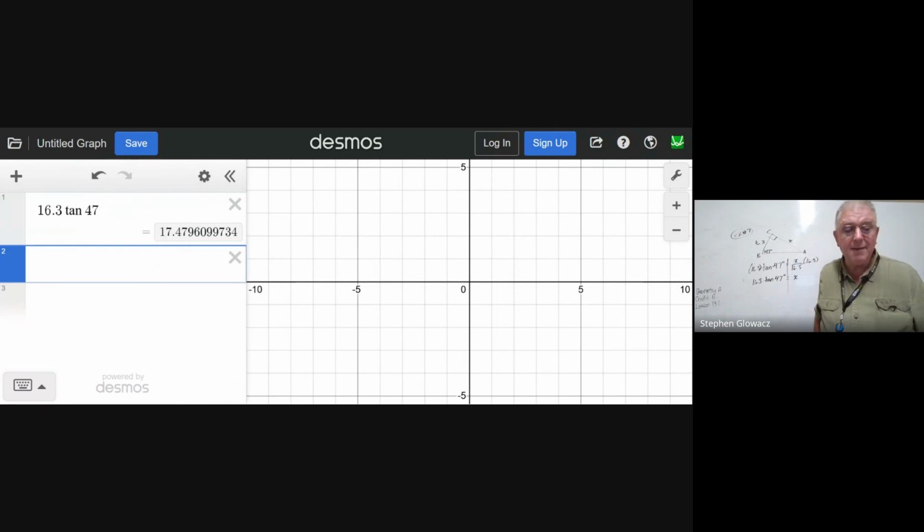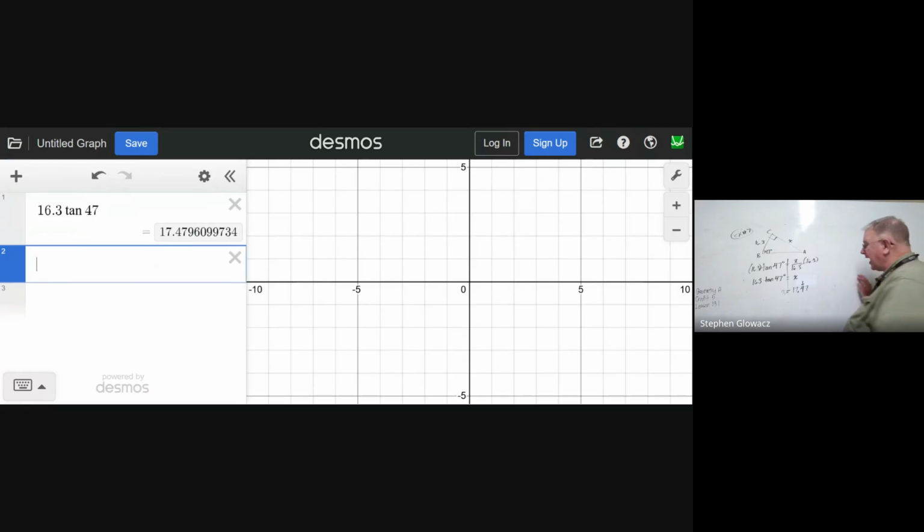17.47. Now this time they want us to round. It says solve for x, round to the nearest tenth, which is the first decimal place. So let's go ahead and do that. We have x equals 17.47. So if we're rounding to the first decimal place, we need to go one more place because that next number tells us how to round.